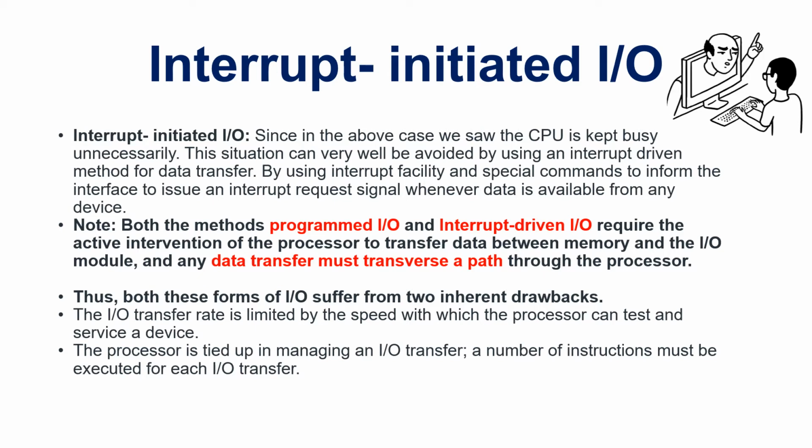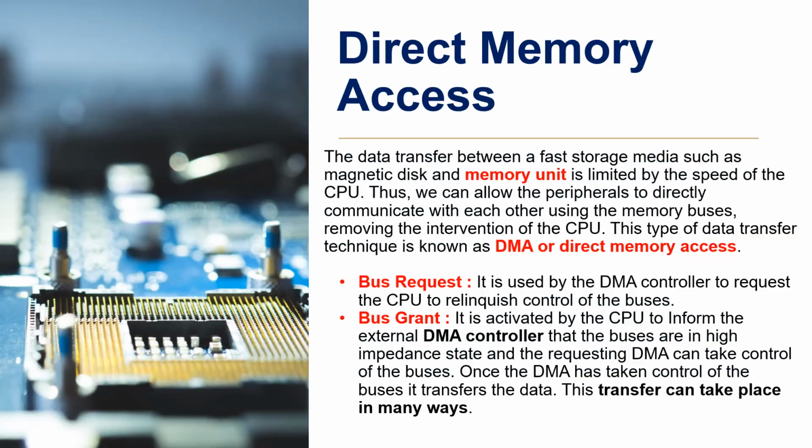Note: both the methods, programmed I/O and interrupt-driven I/O, require the active intervention of the processor to transfer data between memory and the I/O module. And any data transfer must traverse a path through the processor. Thus, both these forms of I/O suffer from two inherent drawbacks. Number one, the I/O transfer rate is limited by the speed with which the processor can test and service a device. Number two, the processor is tied up in managing an I/O transfer. A number of instructions must be executed for each I/O transfer.